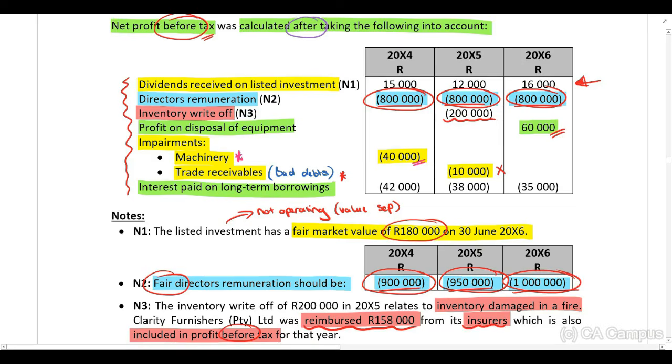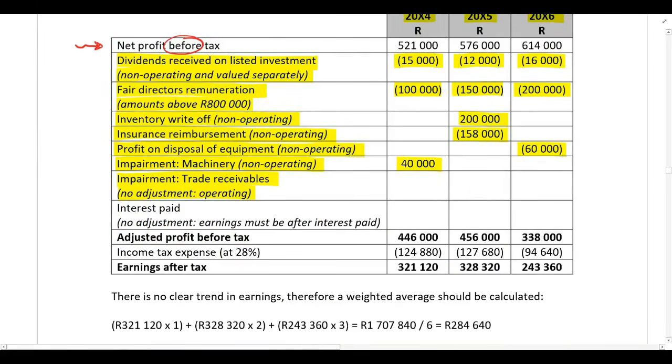Then lastly, we have interest on long-term borrowings that's also included in my net profit before tax. Now please remember, maintainable earnings must be after interest and after tax. So we are not going to make any adjustment for interest. Don't add back the interest. We want our profit to be after interest expense. Okay, so there is no adjustment. Earnings must be after interest paid.